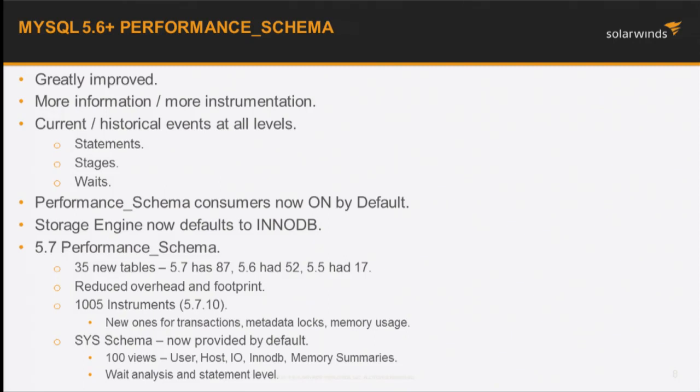Well, when they came out with 5.7, they improved the footprint. They reduced the footprint and the overhead much better. Not only that, they added new tables to the performance schema. There's 1,005 instruments now in 5.7. So if you can upgrade, it'd be better to upgrade to that to get this good information. There's more information about transactions, metadata lock, memory usage, and that type of thing, so you get all that.